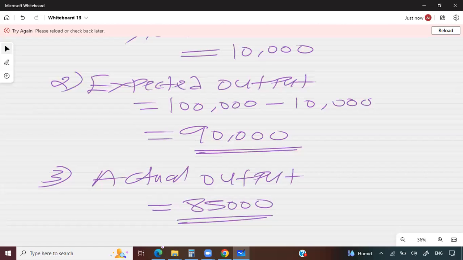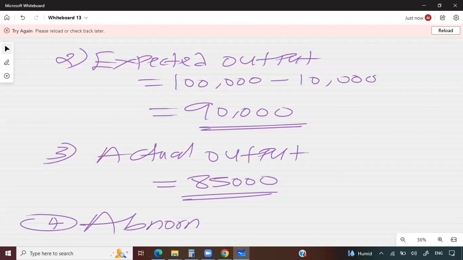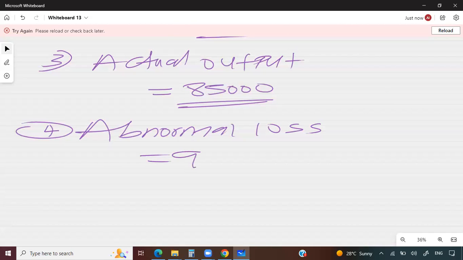So now we must decide: is there normal loss, or abnormal gain, or abnormal loss? Here we are expecting 90, and there's an actual of 85. That automatically means we have abnormal loss. The abnormal loss is what we are expecting minus the 85. That means we have an abnormal loss of 5.